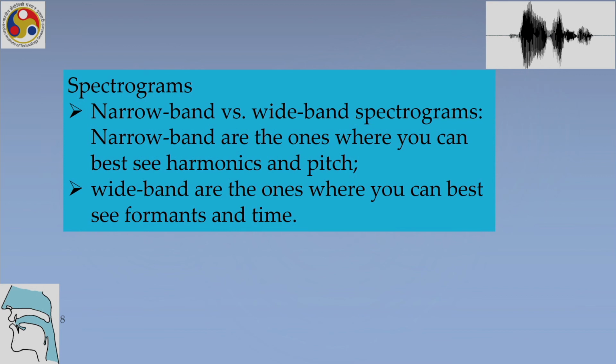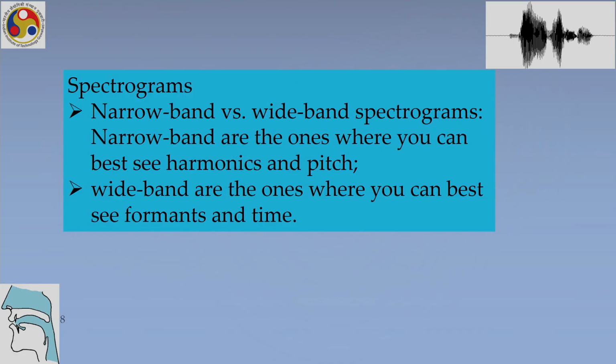Then we saw what spectrograms are, that there can be two types of spectrograms, narrow band versus wide band. Narrow band are the ones where you can see harmonics and pitch. The component harmonics can be best seen in a narrow band spectrogram. However, wide band are best for the formants, which is why we use wide band spectrograms to analyze vowels.